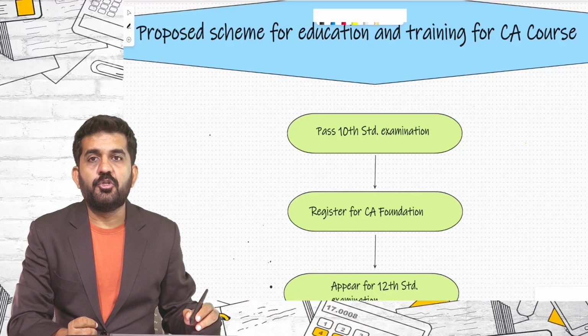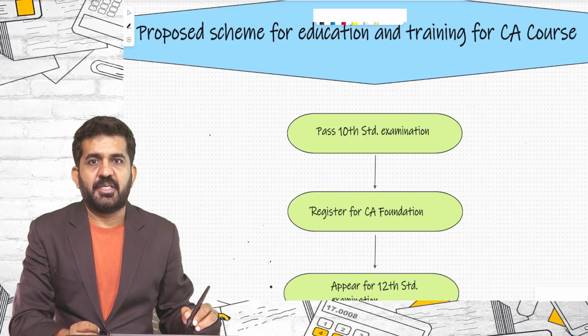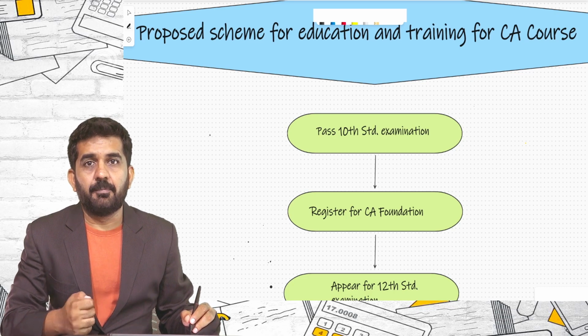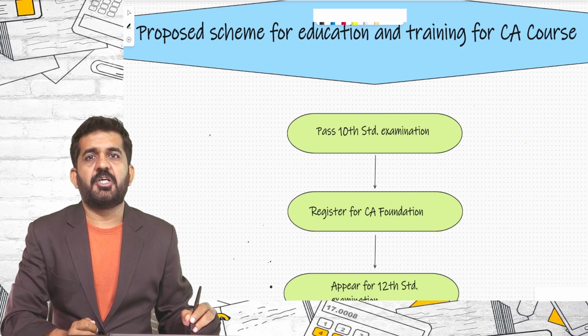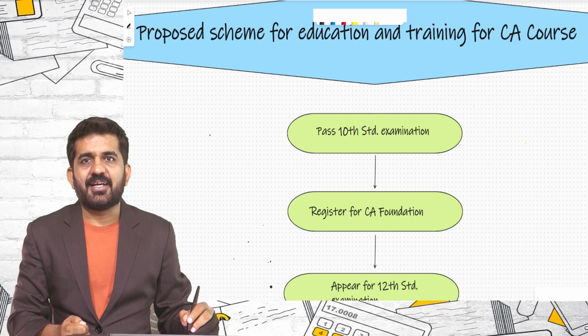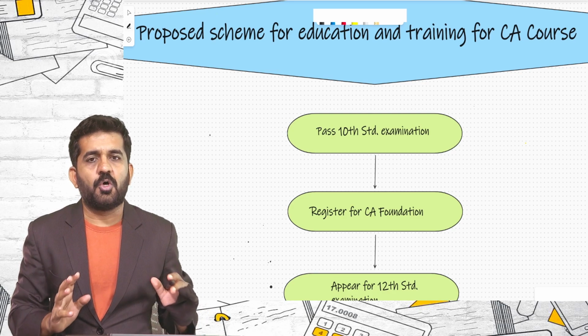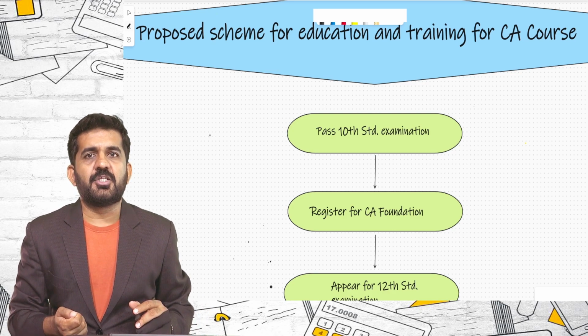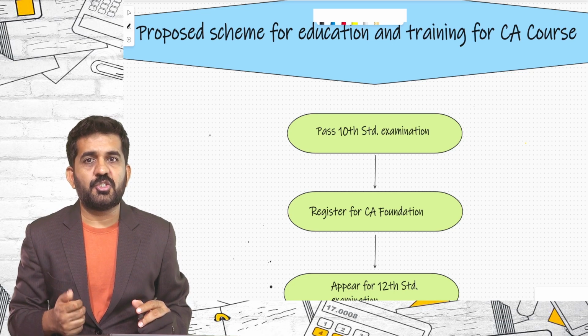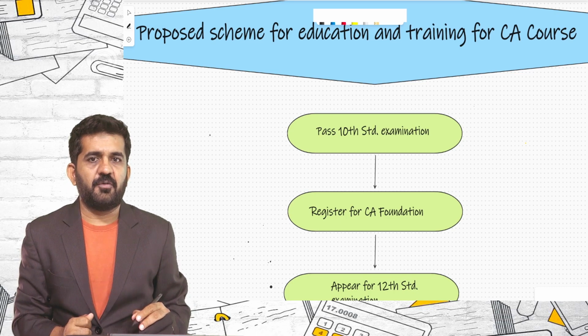ICAI has proposed a new scheme for education and training for CA course. There are changes all the way around in number of examinations, types of examinations, number of subjects, duration of the course, passing criteria, and numbers of changes all the way around. Let us understand in this small video what are the changes made by ICAI in this new proposed scheme for education and training for CA course.